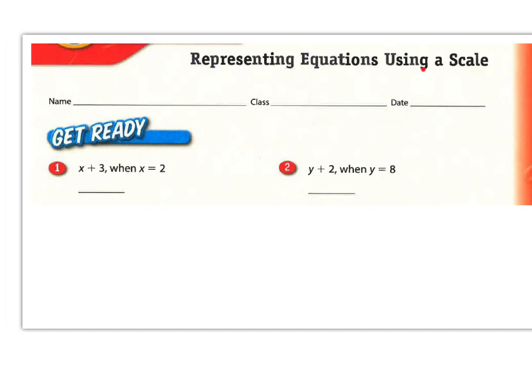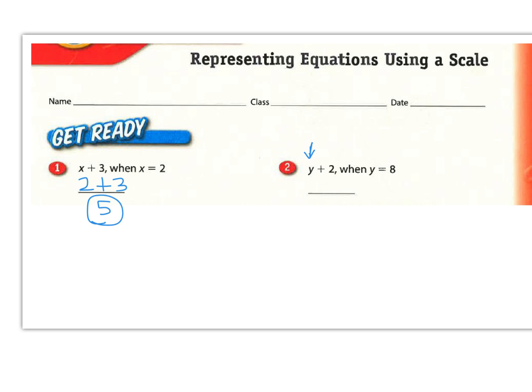Okay, representing equations using a scale. So here's a little review. x plus 3 when x equals 2. So remember, let's always rewrite this when you are evaluating an expression. So for x, we're going to put 2 plus 3. 2 plus 3 is 5. Always, always, always do that in algebra when you have variables. It is best practice, and then you will not get your answers incorrect.